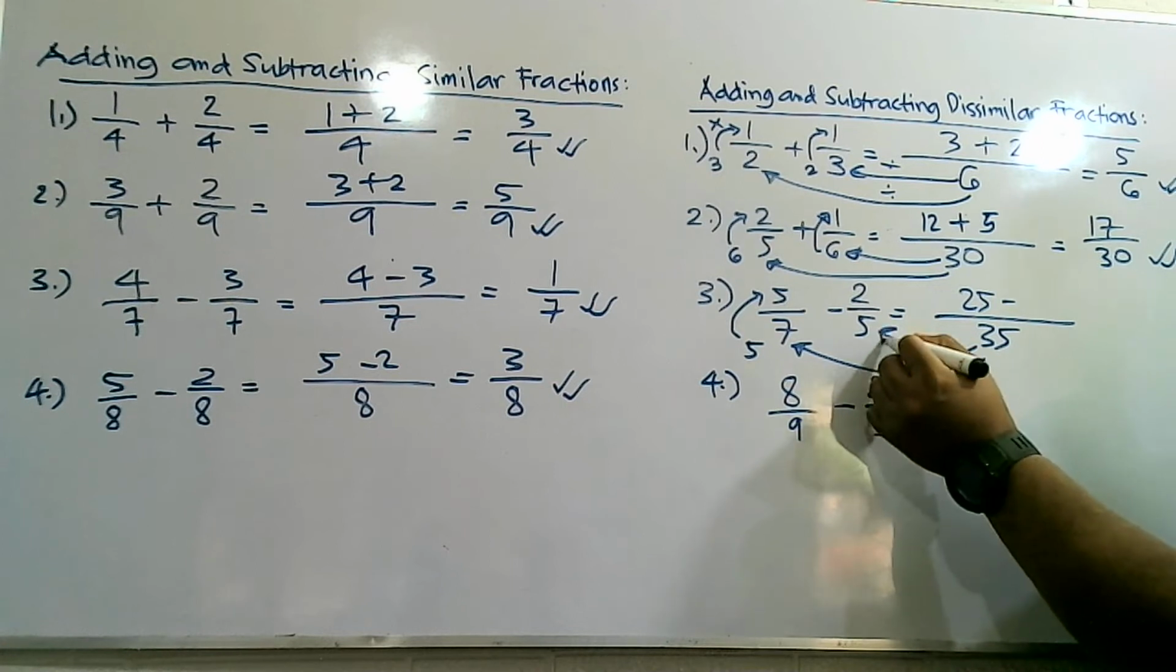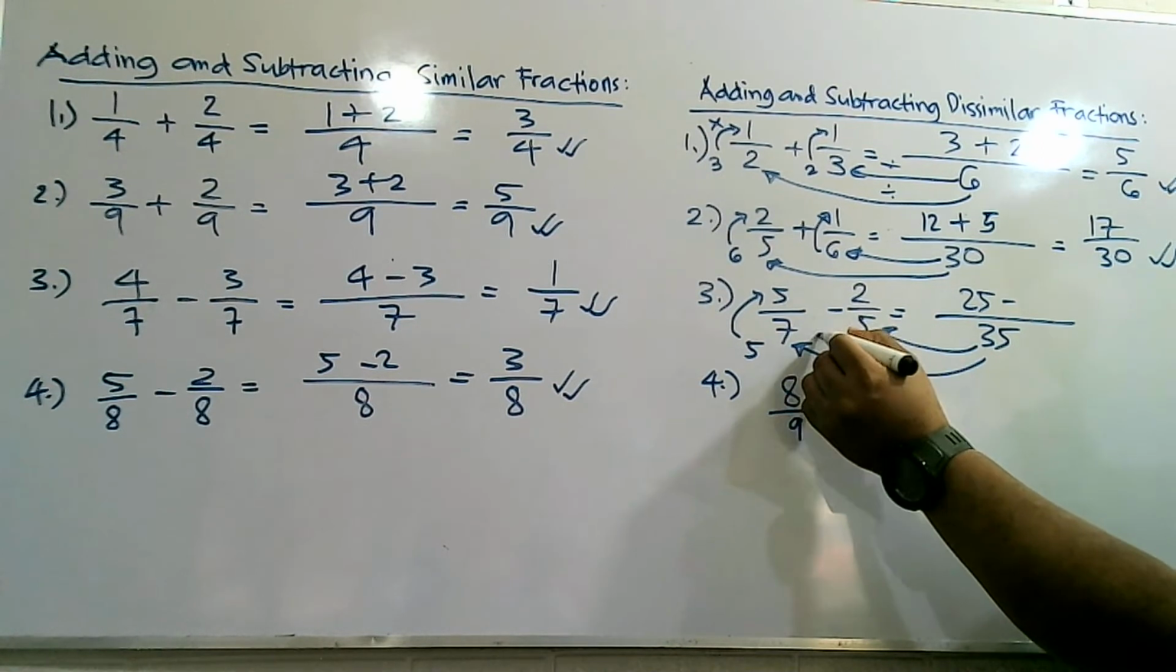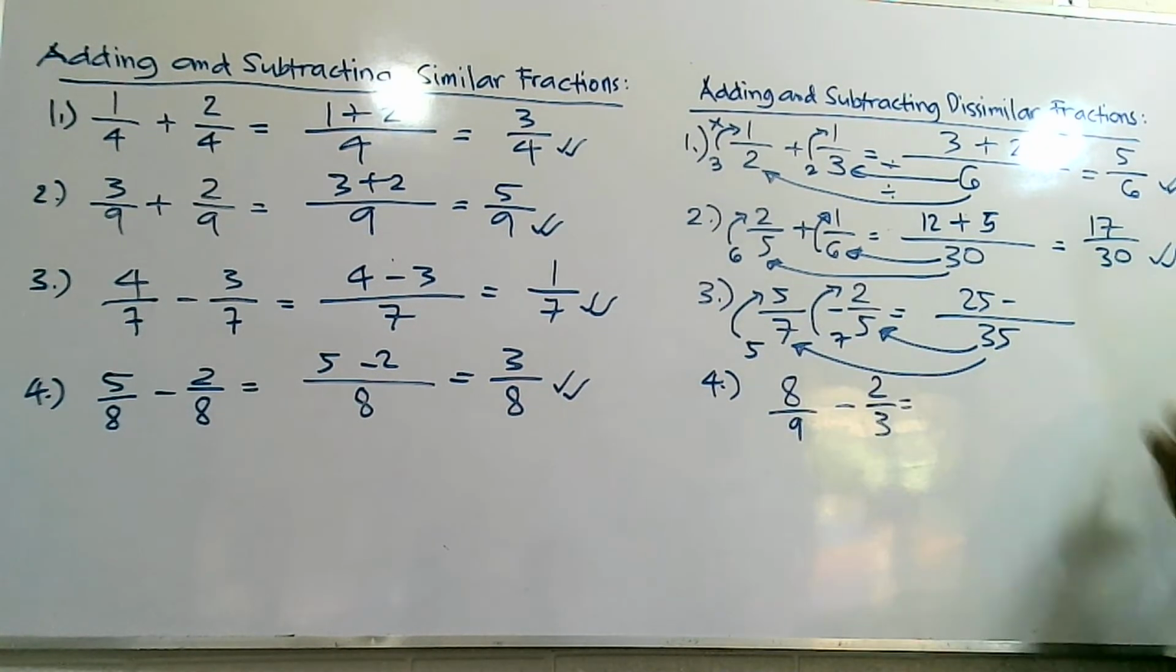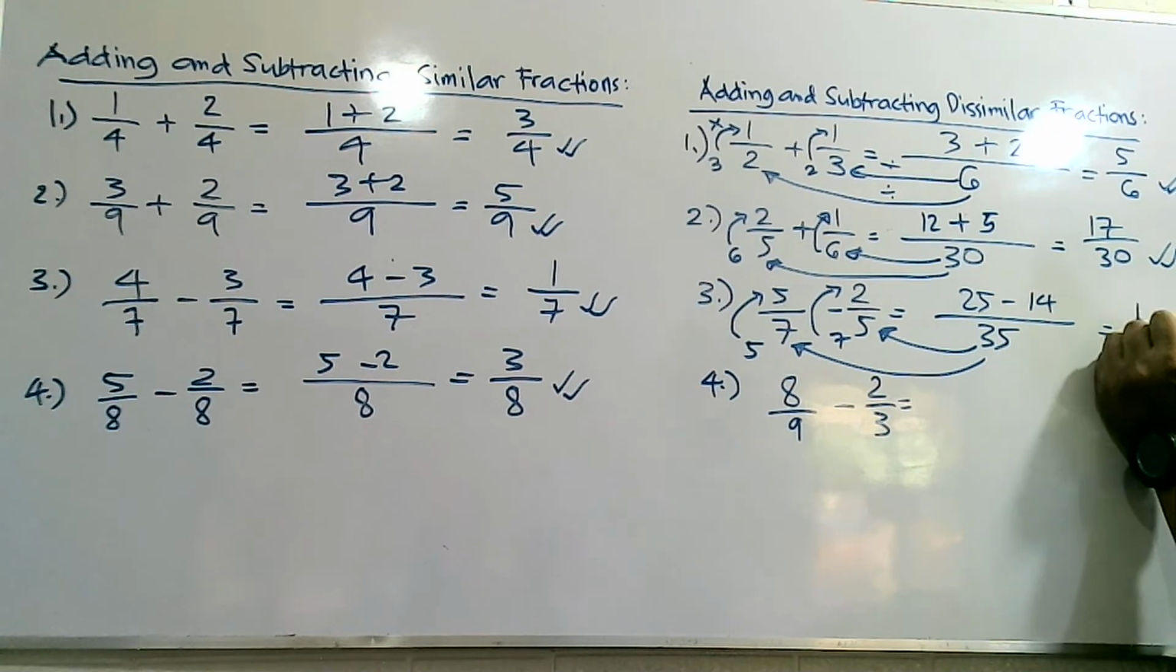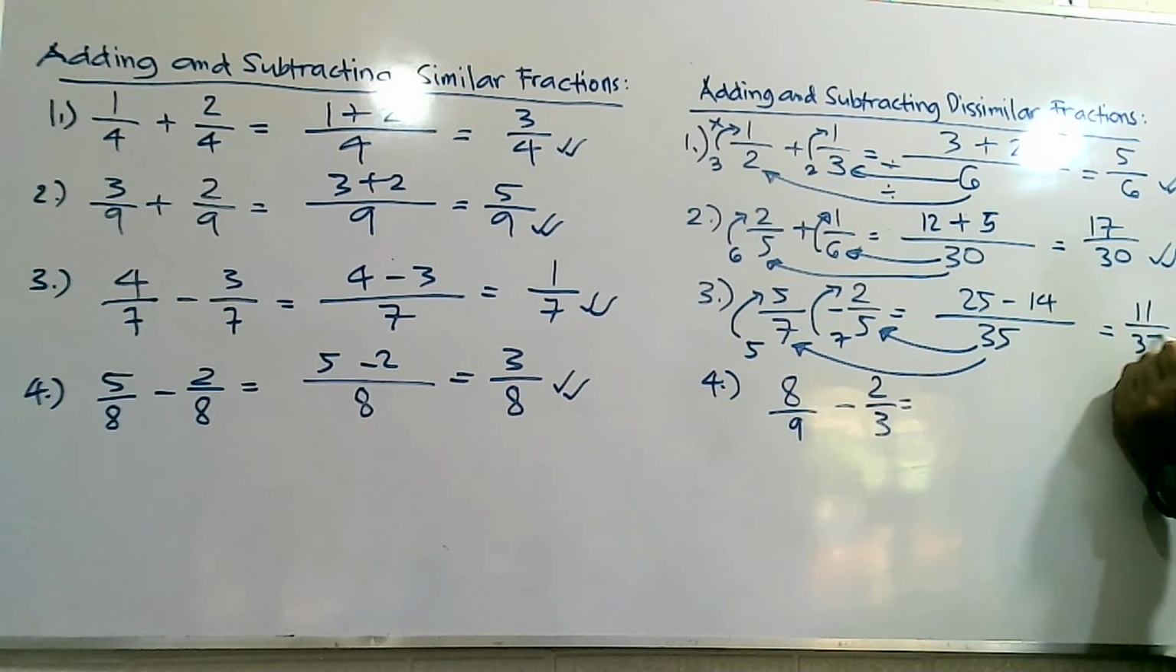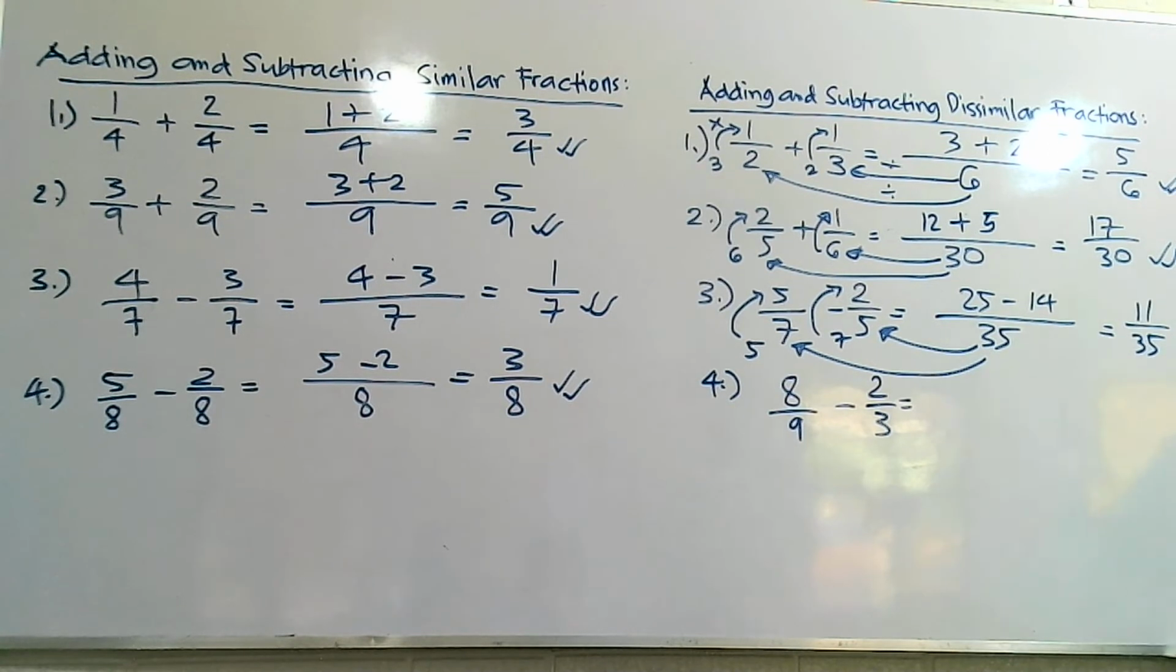35 divided by 5 is 7. And then you multiply it to the numerator. 7 times 2 is 14. So therefore you will have 25 minus 14, which is equal to 11. So therefore, your final answer is 11 over 35.